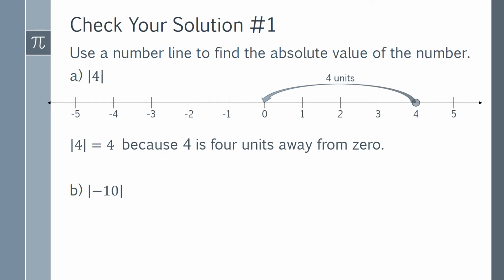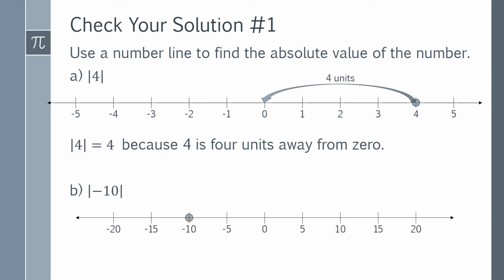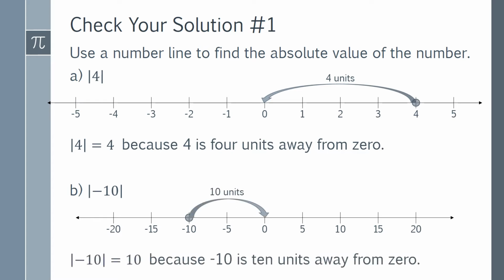For part B, we need to find the absolute value of -10. Draw the number line and graph the point. We notice that -10 is 10 units to the left of 0. So the absolute value of -10 is 10, because -10 is 10 units away from 0.